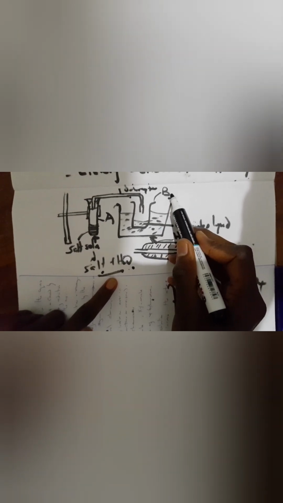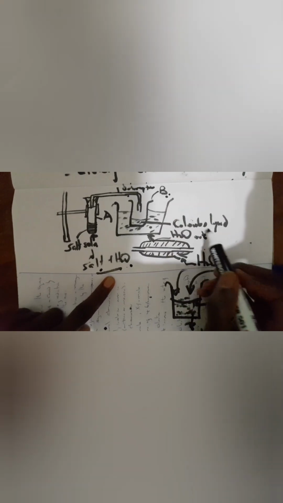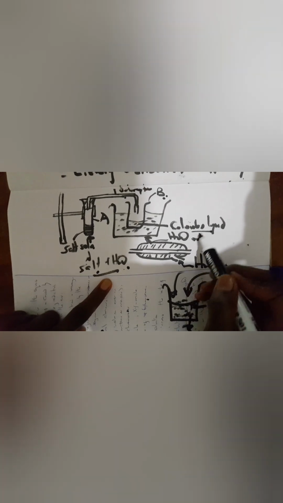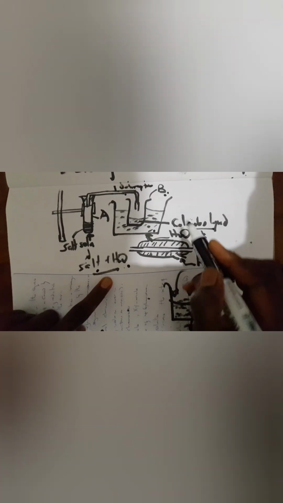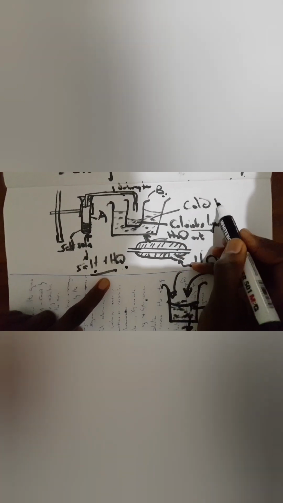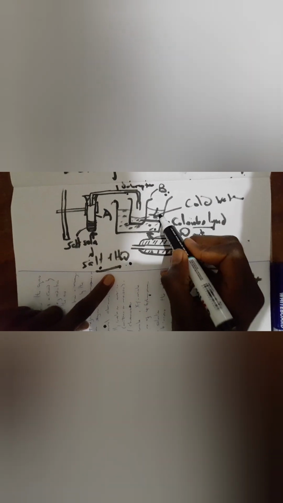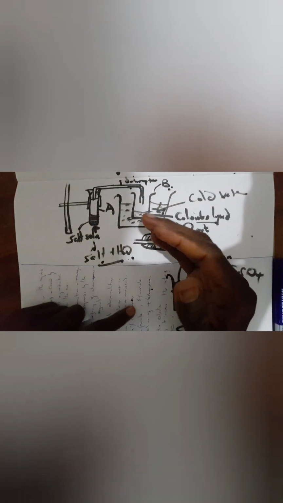In apparatus B, we will have a colorless liquid formed. But down there, there is what you call the cold water. This is cold water. The purpose of this cold water is to condense the water vapor. Now, the delivery tube is for it to transport the water vapor from apparatus A to apparatus B. Very nice.